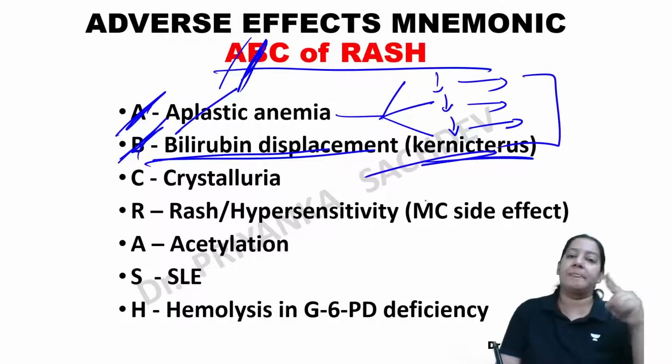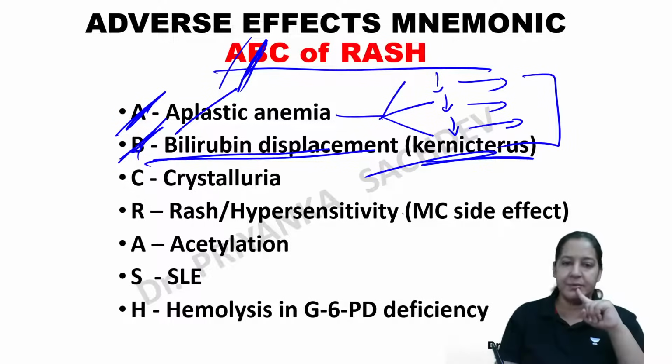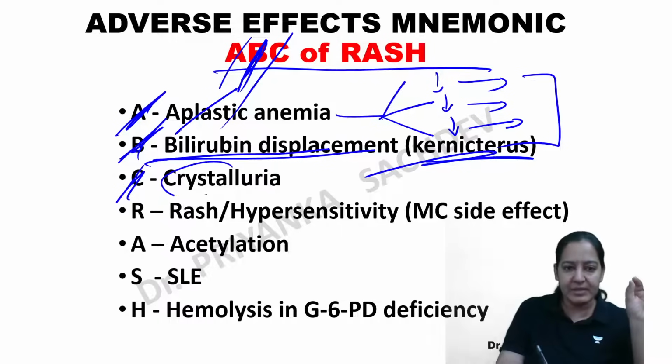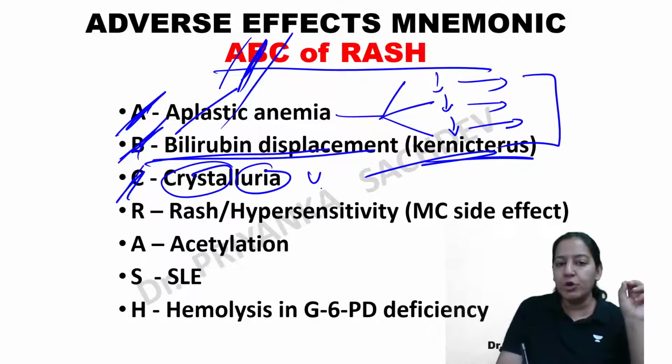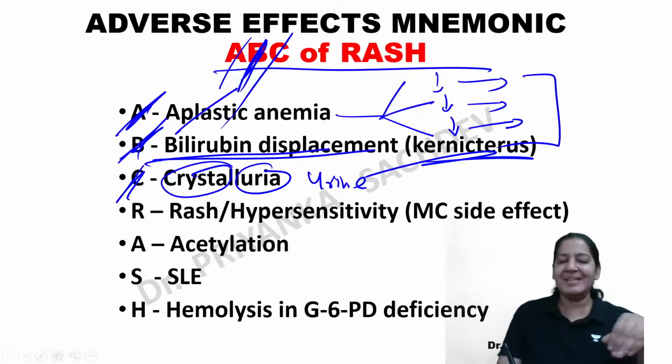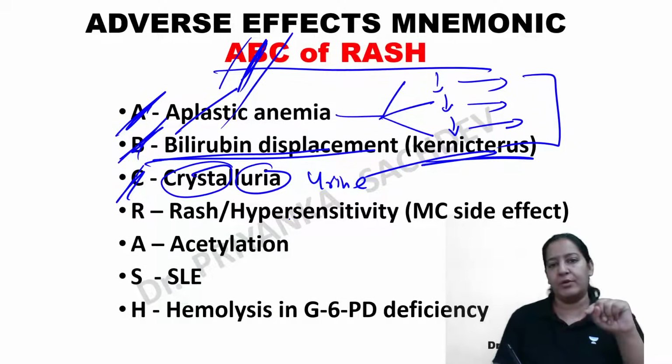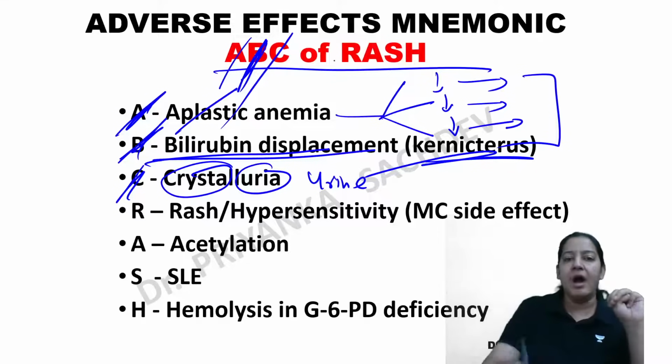That should remind you of kernicterus. How will kernicterus happen? You know the mechanism. C stands for crystalluria. Crystalluria means crystals in the urine. So sulfonamide is excreted in urine. It is a drug which is excreted in urine, but it forms crystals in the urine. So sometimes patients have problems in micturition, painful micturition and urinary tract infection. So crystals in the urine, right? Number 3, crystals in the urine.